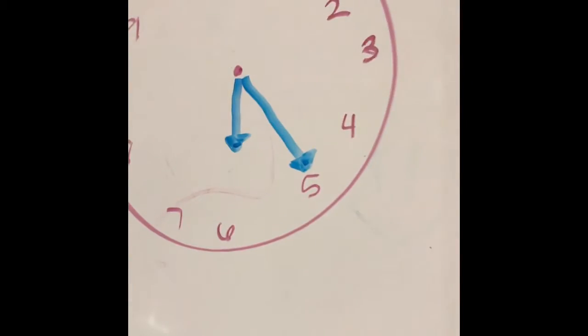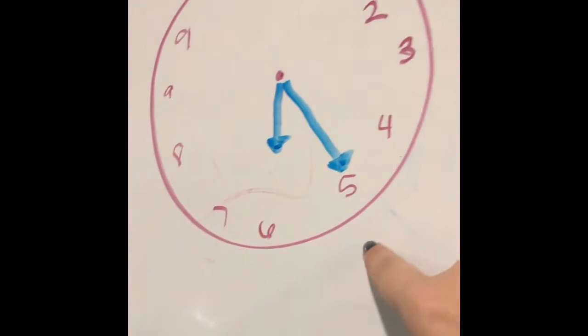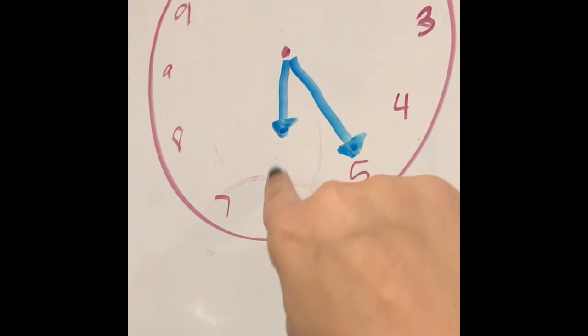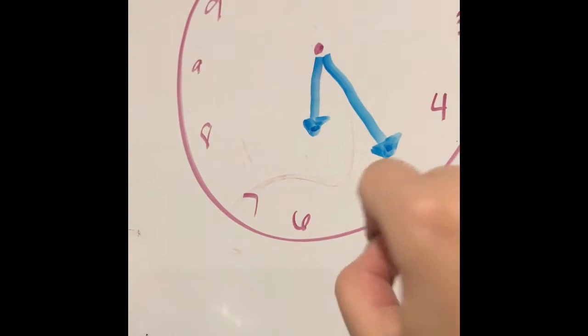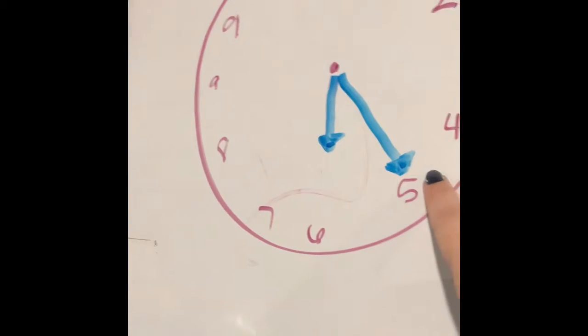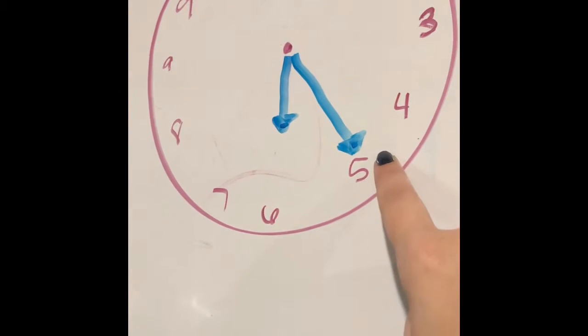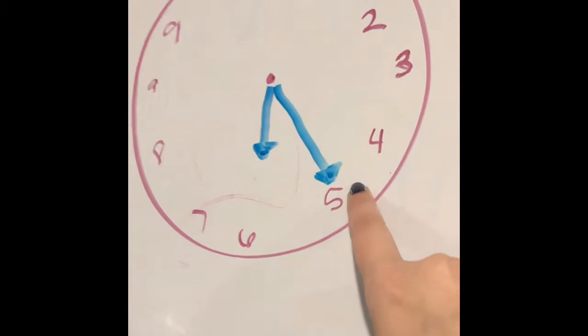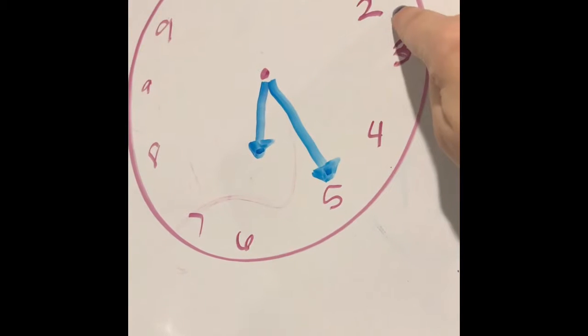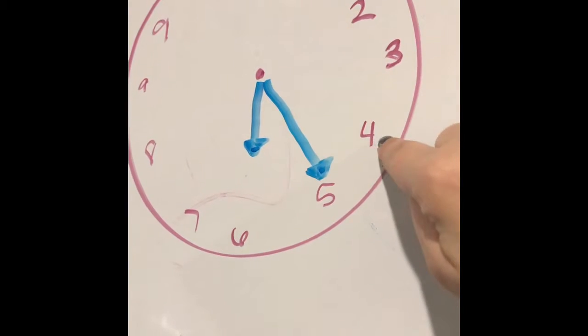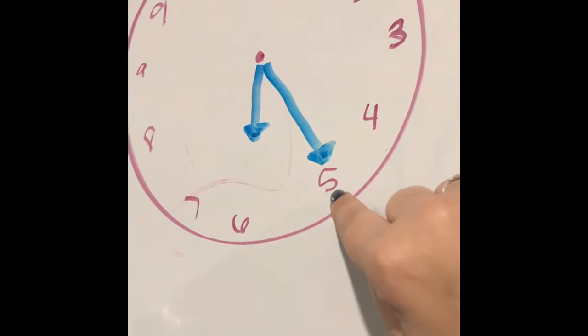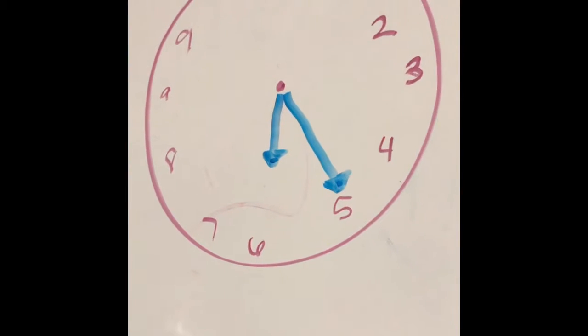Let's practice telling a little time together. Looking at this clock, we see that our hour hand is pointing to the 6, and our minute hand is pointing to the 5. Let's count how many minutes past 6 that is together. 5, 10, 15, 20, 25. Using this, we know that it is 6:25.